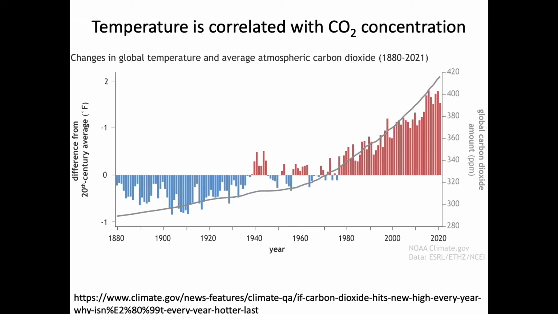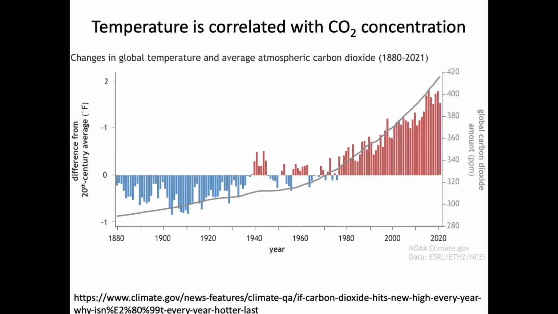Here's a graph of temperatures from 1880 to 2020 that we've seen before. Remember how the blue bars show temperatures starting off cool, and the red bars show temperatures becoming warmer than the 20th century average, and then getting warmer and warmer and warmer. The gray line that's been added to this chart is the carbon dioxide concentration in the atmosphere. Look at how the pattern of concentration matches that of temperature.